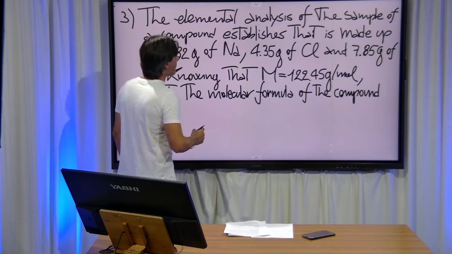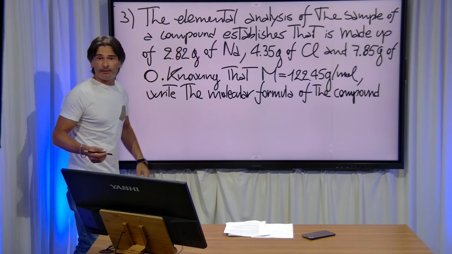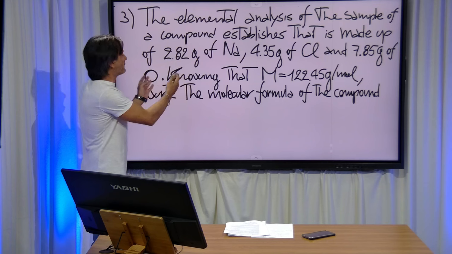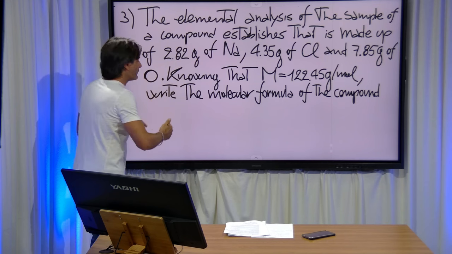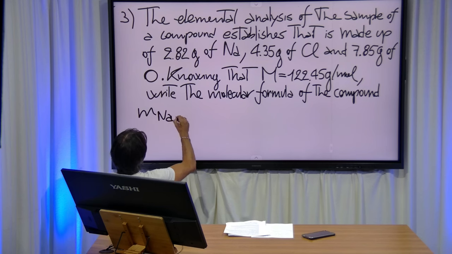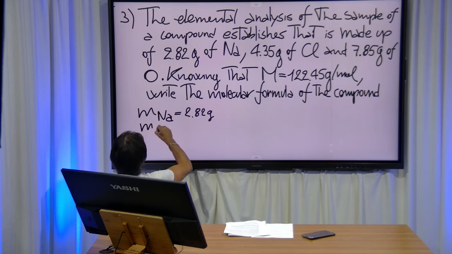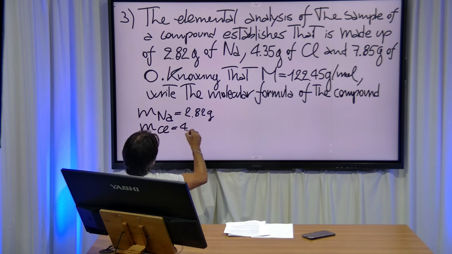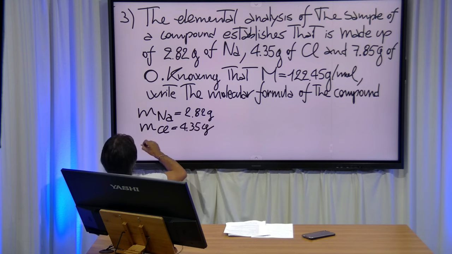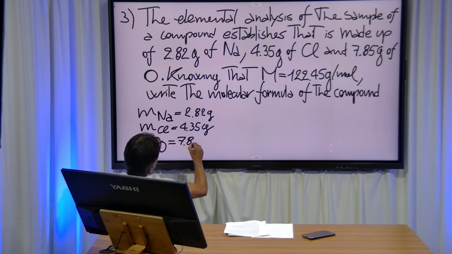So in this case we don't have percentages, but we have directly masses. It's not a problem, we can obtain the moles directly from these masses. So I can write mass of sodium equal to 2.82 grams, mass of chlorine equals to 4.35 grams, mass of oxygen equals to 7.85 grams.